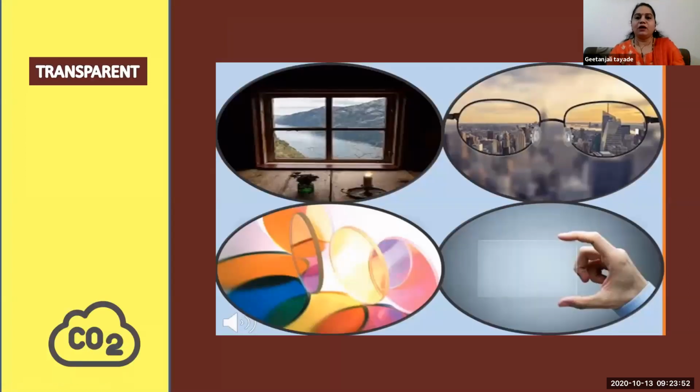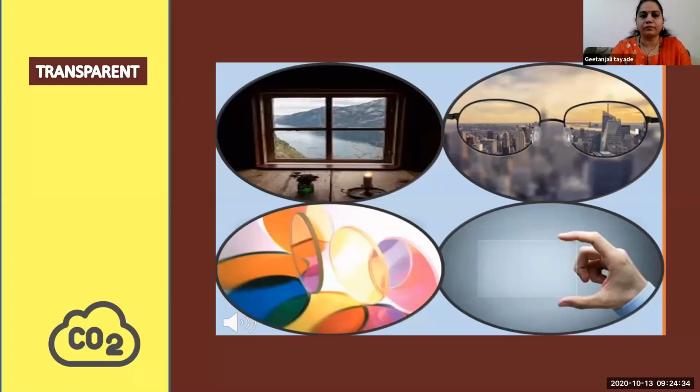Now transparency. In the first slide only we saw that with a few substances we can see through them. We can easily see through glass, plastic, and what else? Air is again there. Air is also a transparent material. But if it is colored, then the transparency gets reduced a little bit. If air is polluted, then transparency gets reduced a little bit. Such substances are called transparent. Either they are totally transparent or they are partially transparent.